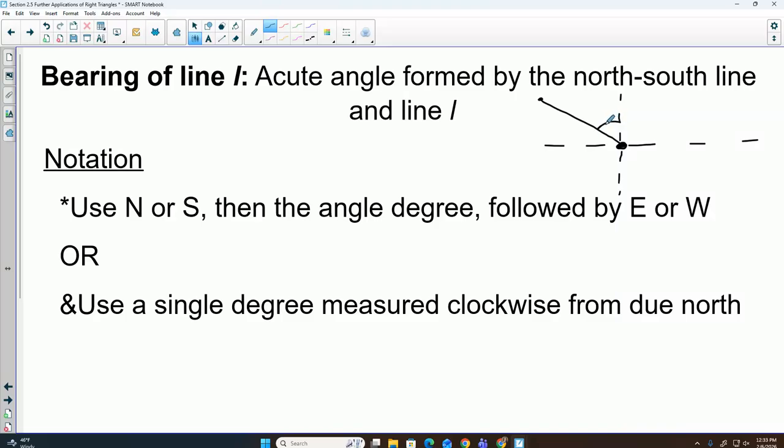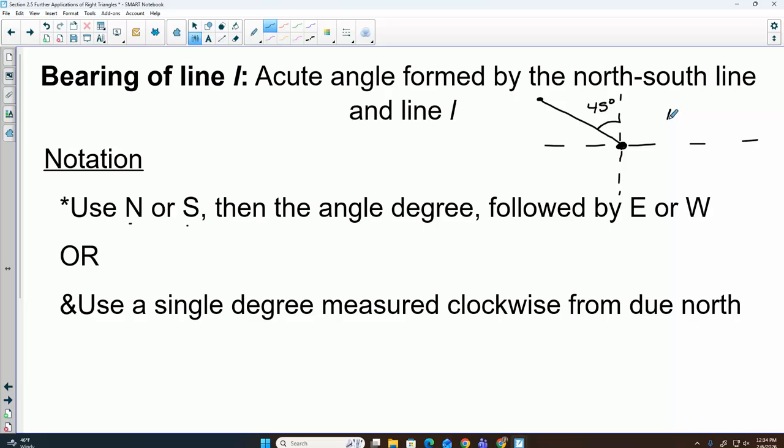When we see bearing, there's two different notations. One of them uses N or S. What do you think those stand for? And E or W. And it's all in reference to the starting point. So if I said this was 45 degrees, from my starting point to my ending point, do I go north or south?